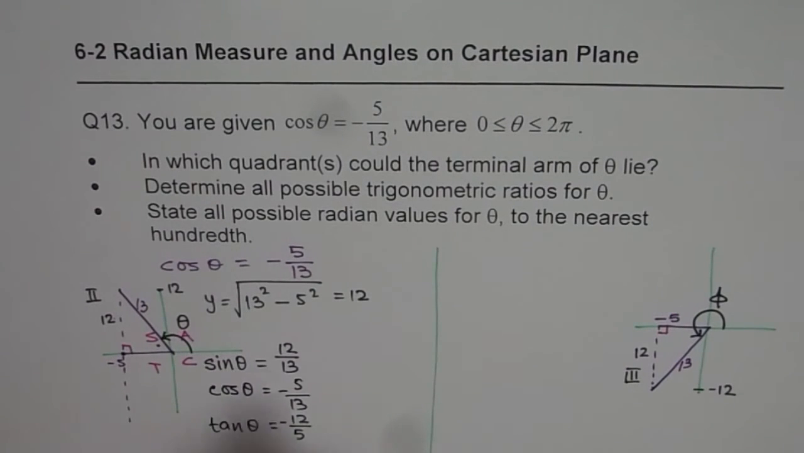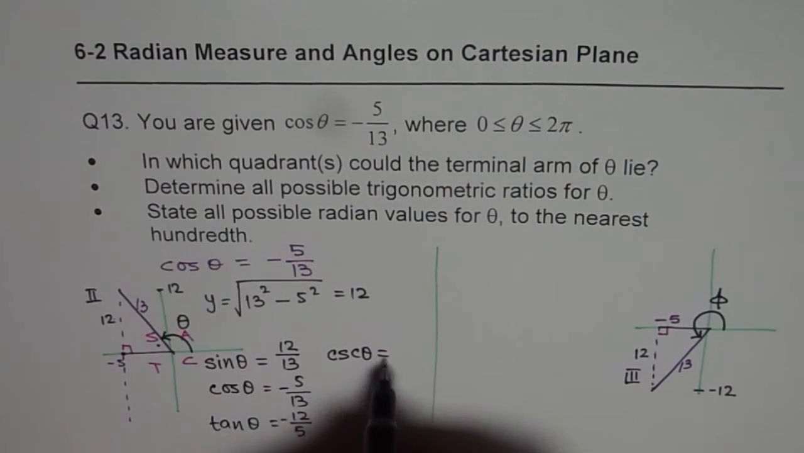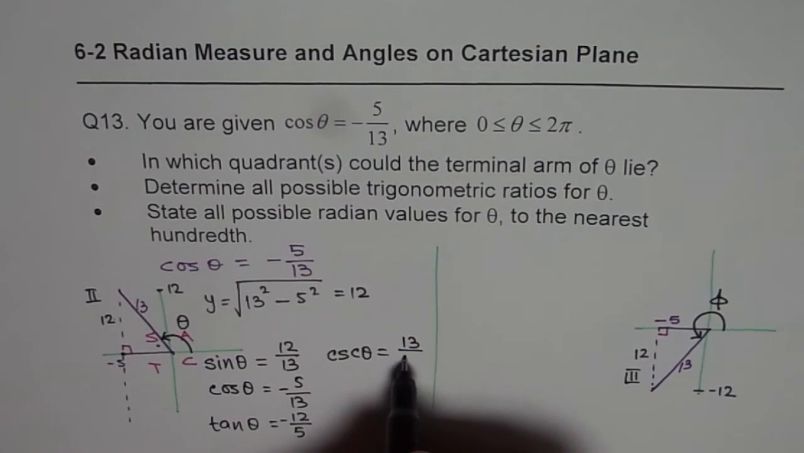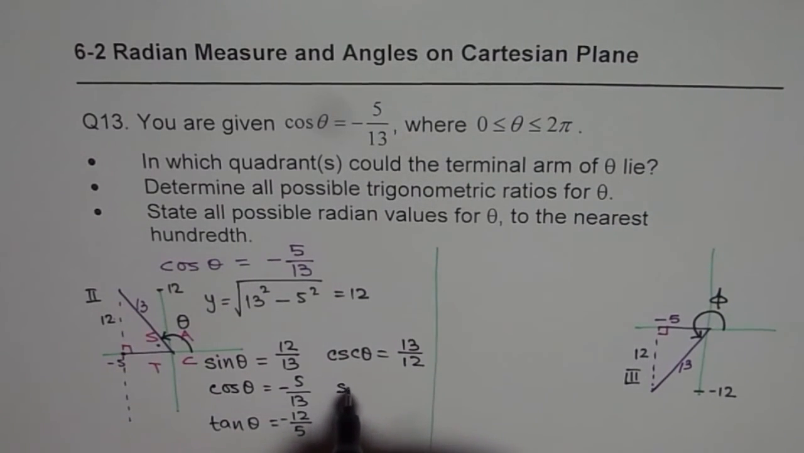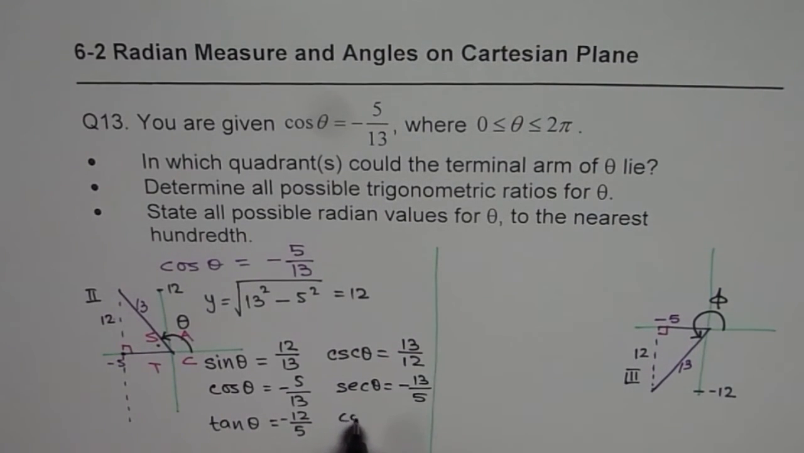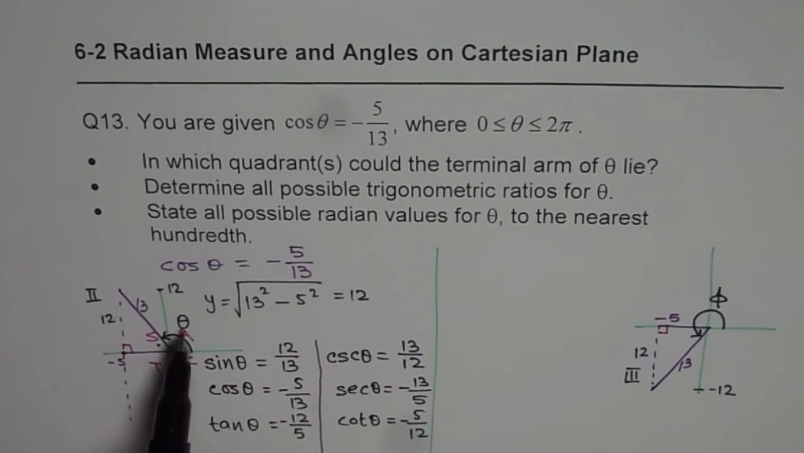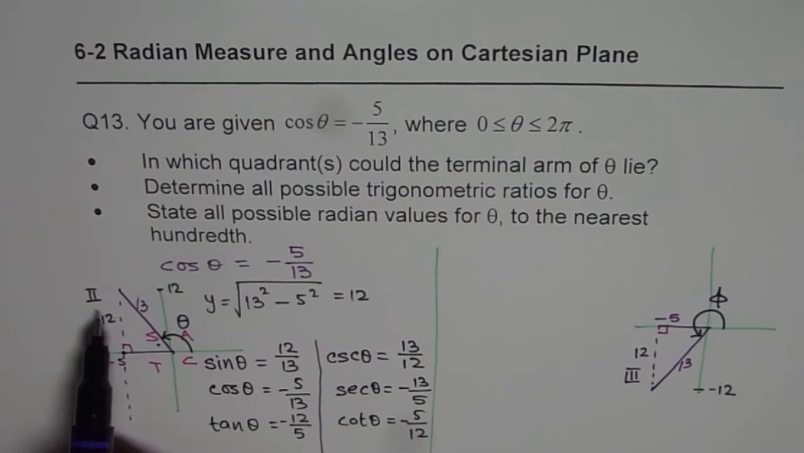So the reciprocal of sine theta is cosecant theta. Let me write cosecant theta equals 13 over 12. Secant theta, the reciprocal of cos, will be negative 13 over 5. And cotangent theta is the reciprocal of tan, minus 5 over 12. So these are the 6 trigonometric ratios for the first case, when the terminal arm of theta is in quadrant 2.